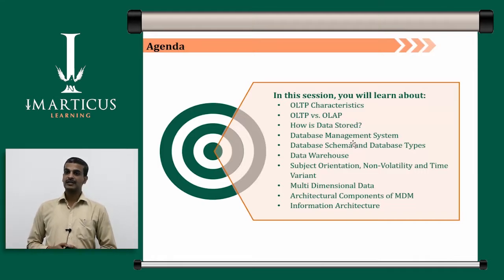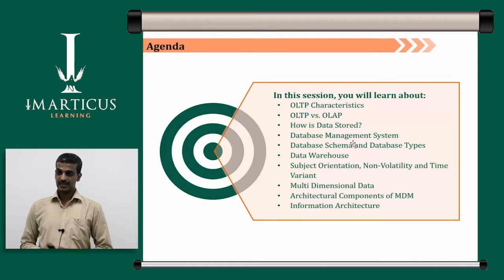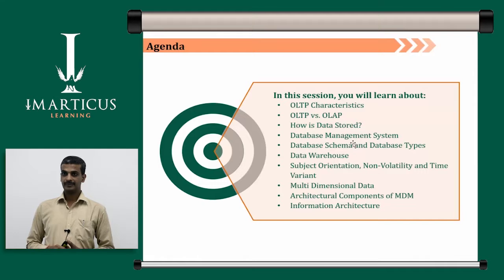So in this session, you'll learn about OLTP characteristics. We'll see what is the difference between OLTP and OLAP. We'll see how data is stored, what are the different database management systems, what is database schema and database types, what is a data warehouse, what is subject orientation, non-volatility and time variant factor of the data, what is multidimensional data, and what are the architectural components of MDM and information architecture.